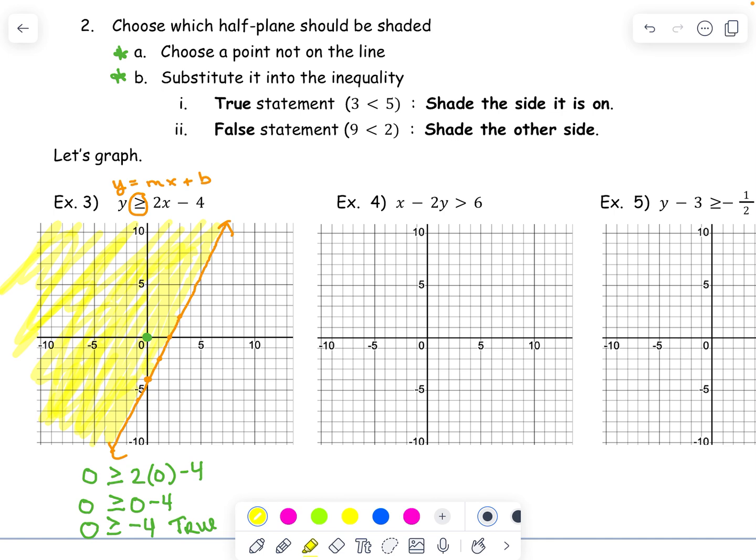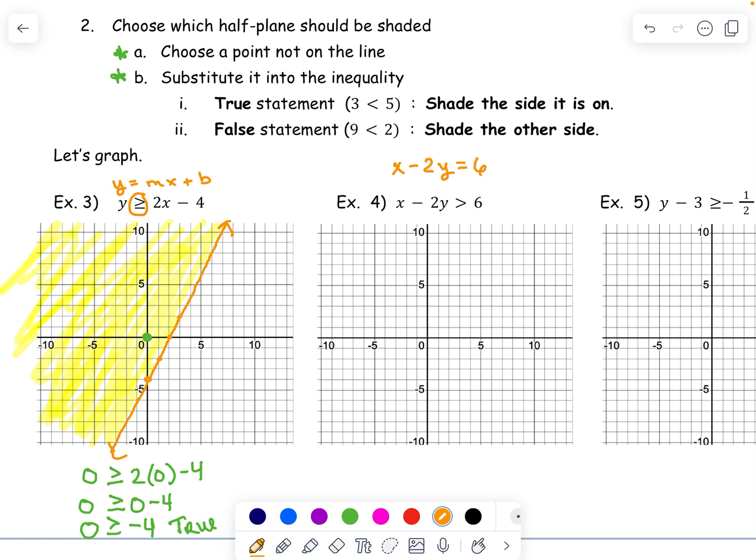Okay, so let's look at the next one. Here's an example of a graph where y is not alone, right? So if I was looking at this, it would be like standard form.